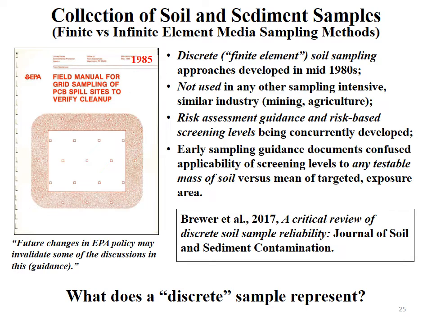Also at this time, risk assessment guidance was being published. The idea of risk-based screening levels was coming out. And the early sampling guidance, the people writing this guidance were confused about the applicability of screening levels to any testable mass of soil versus the mean targeted exposure area. So that was one of the issues why they started testing individual points within targeted areas, because they weren't sure about how the screening levels apply. We discussed this in the paper we published in 2017. I'll show you more details later, a critical review of discrete soil sample reliability.